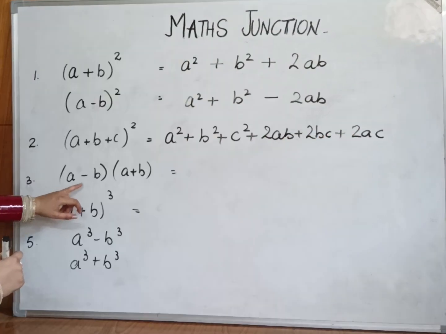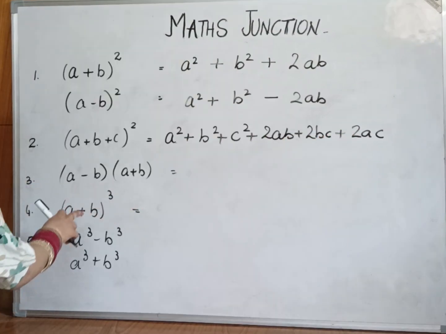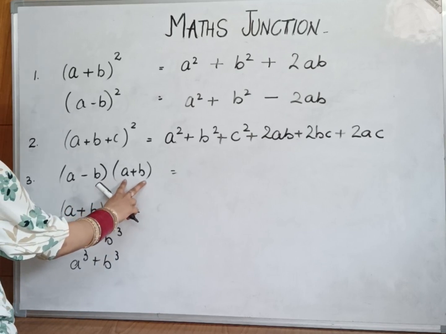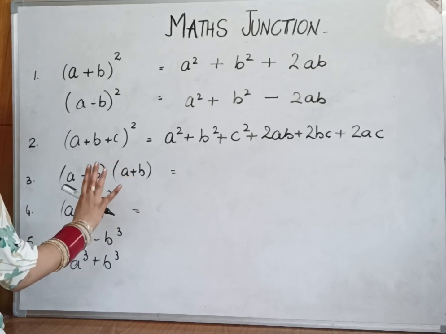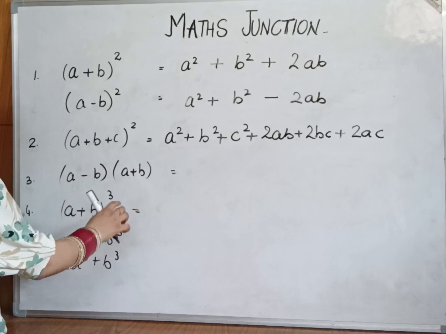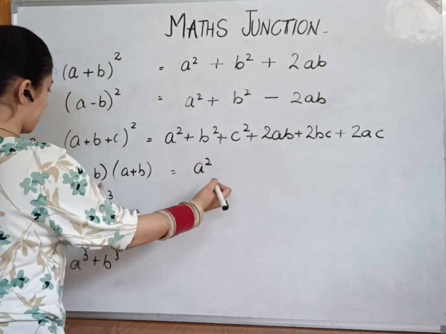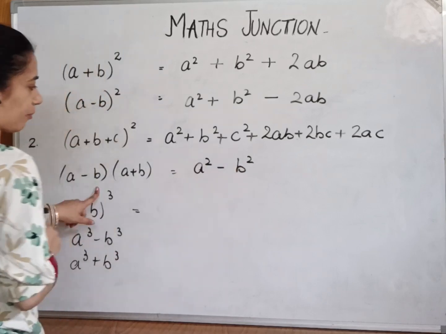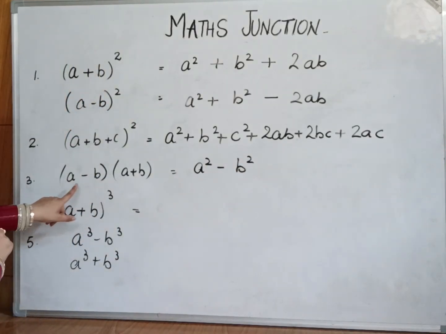The third identity is a minus b, a plus b. Whenever there are two elements in both brackets, they are the same, a and b, but the difference is their sign. One is negative and one is positive. So first element square, second element square, and they are subtracted. This is the way to learn: both are squares and the negative sign is followed.